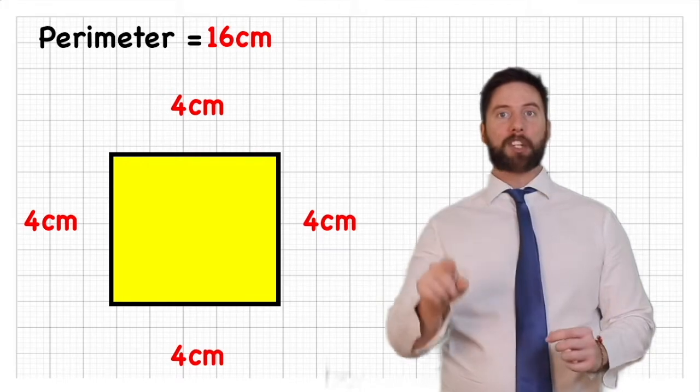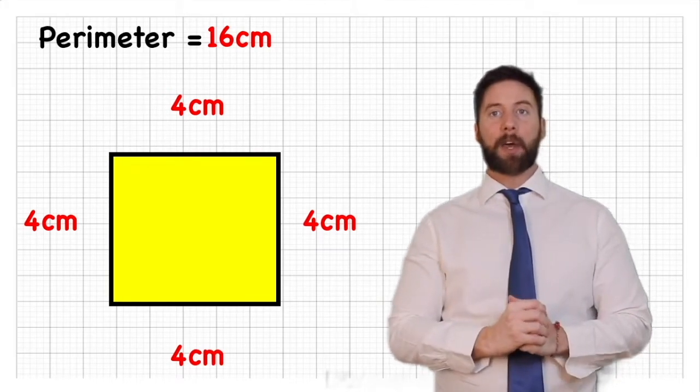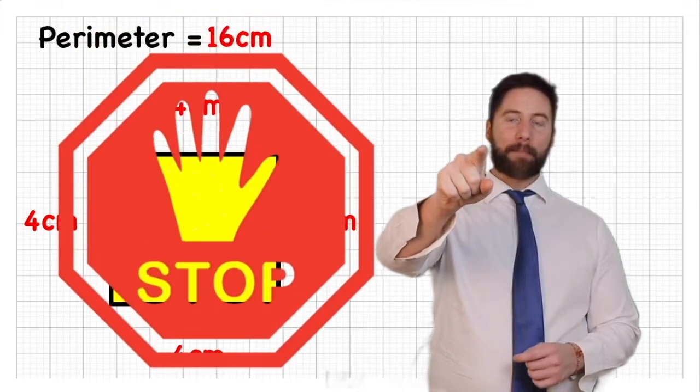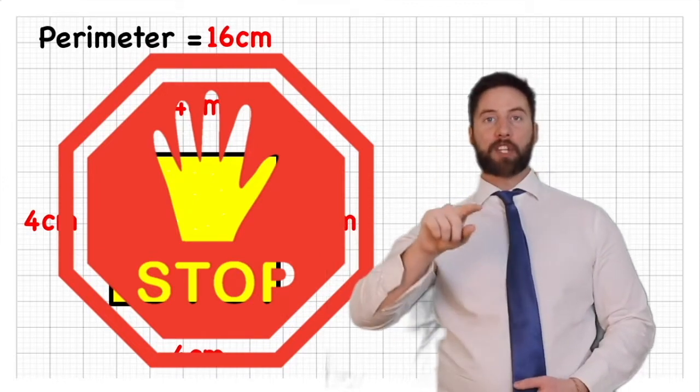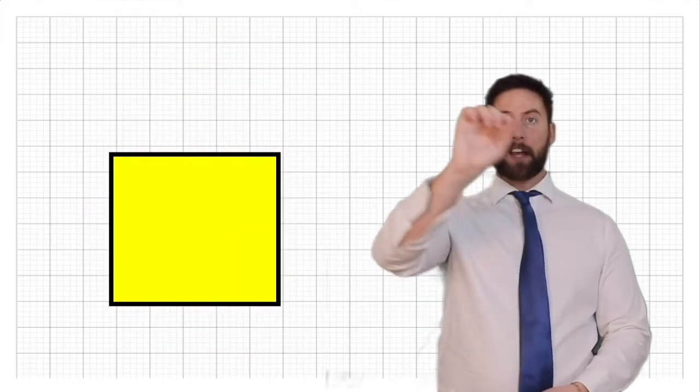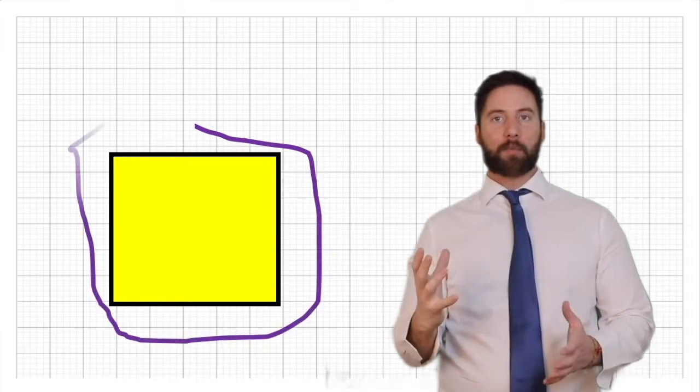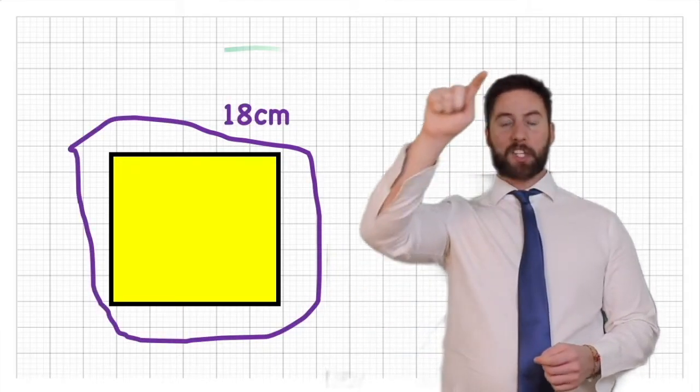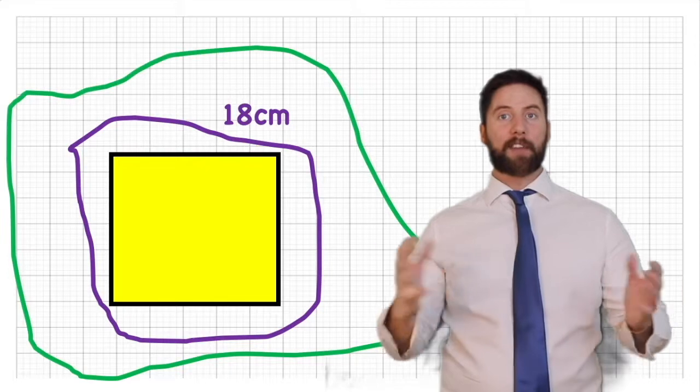All we've got to do is measure around the outside of the shape. But stop, what do I mean exactly by that? Because there are many ways of measuring around a shape. We could draw a line around the square, that's going to have one measurement, but I could draw a much bigger shape all the way around our square, and that's going to have a different measurement.